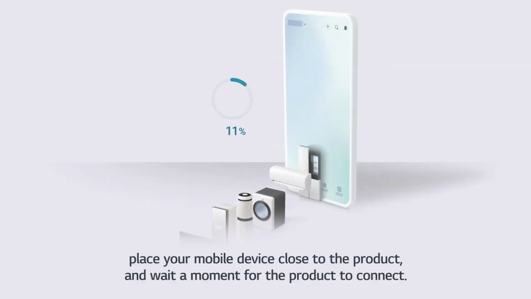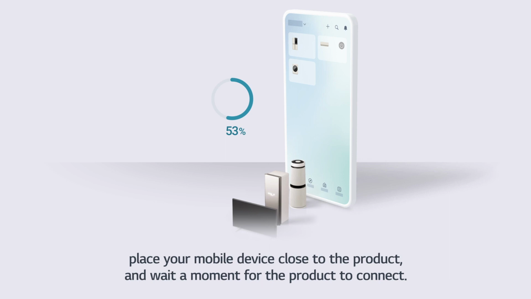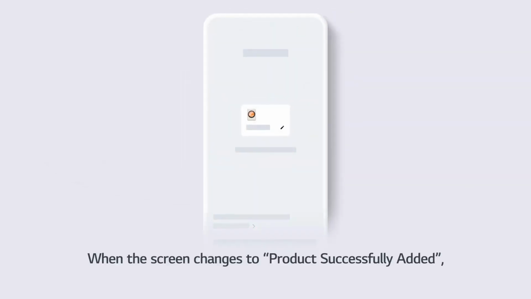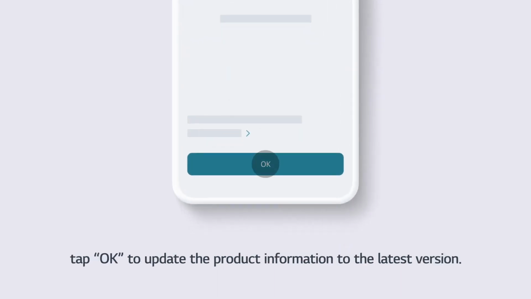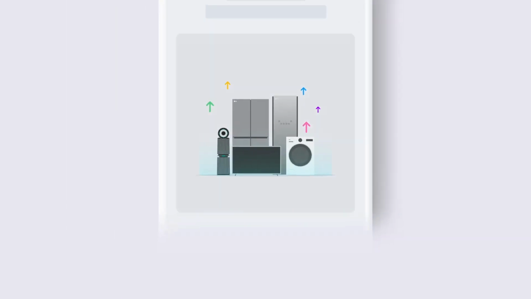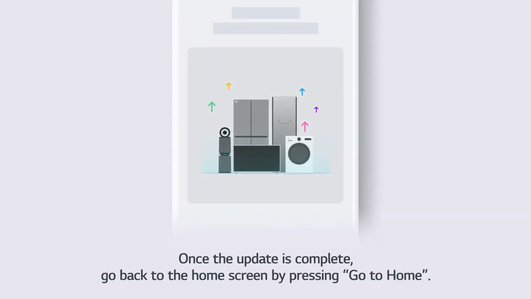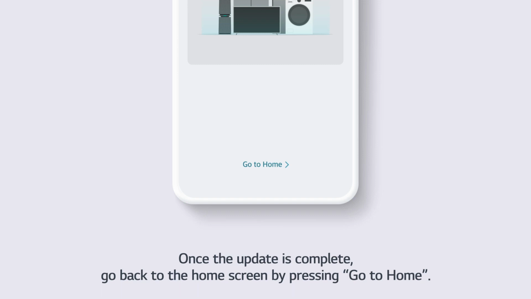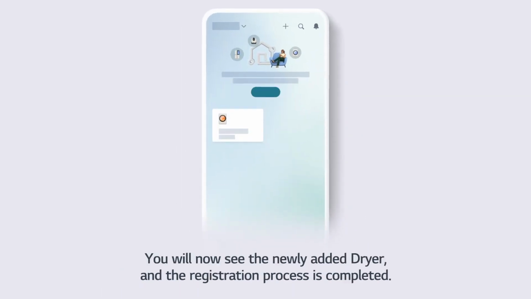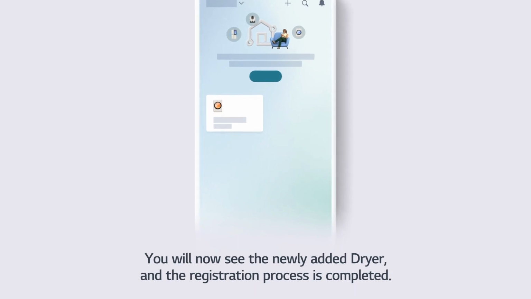Place your mobile device close to the product and wait a moment for the product to connect. When the screen changes to Product Successfully Added, tap OK to update the product information to the latest version. Once the update is complete, go back to the home screen by pressing Go to Home. You will now see the newly added dryer, and the registration process is completed.